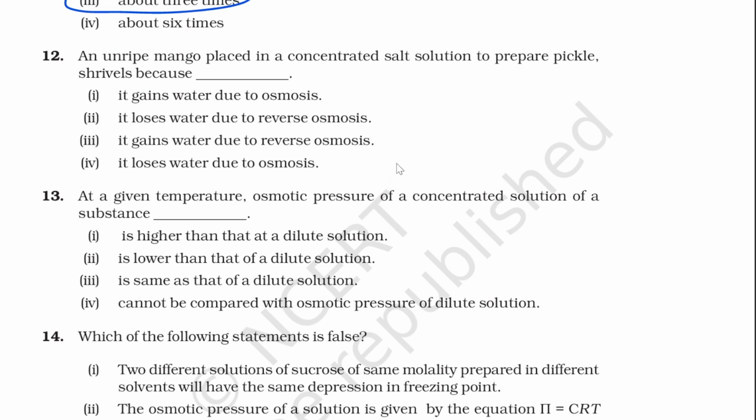So, unripe mango is placed in a concentrated salt solution. What's the difference here? Concentrated salt, meaning its pi value is going to be pretty high. Why? What was pi? It was i times C times R times T. So this i value is going to be for salt, meaning NaCl, right? It's going to be 2, and the concentration will be whatever, something.